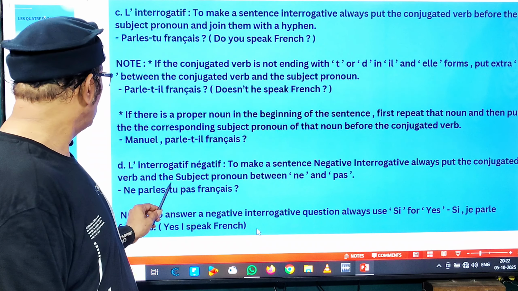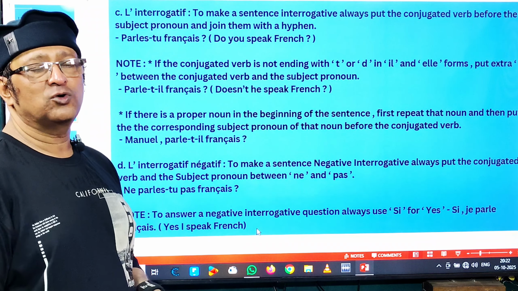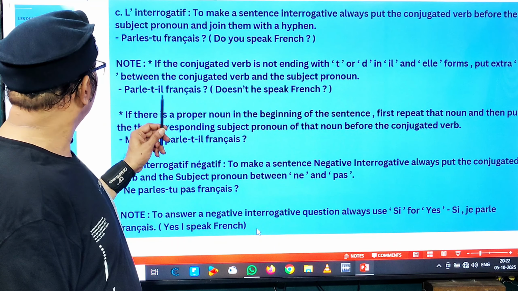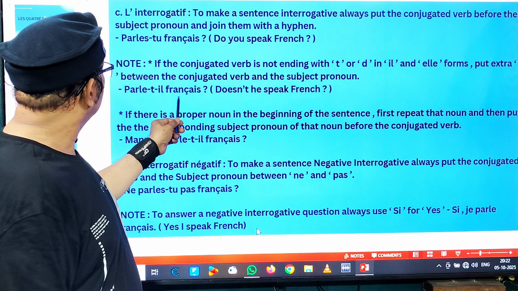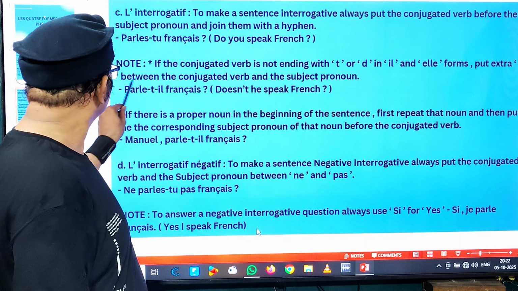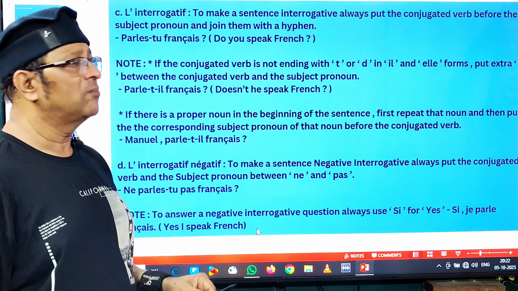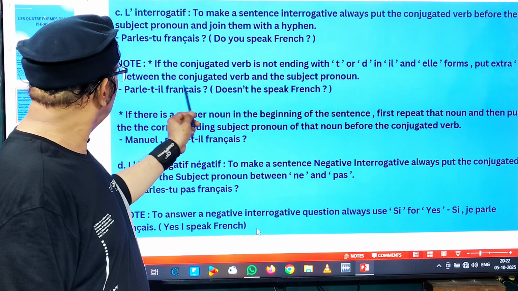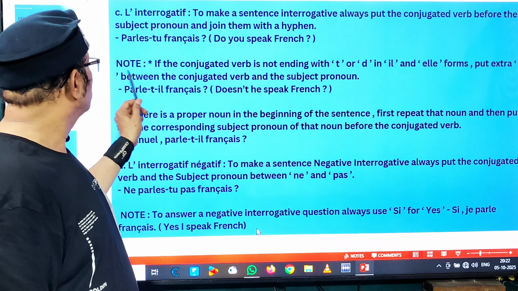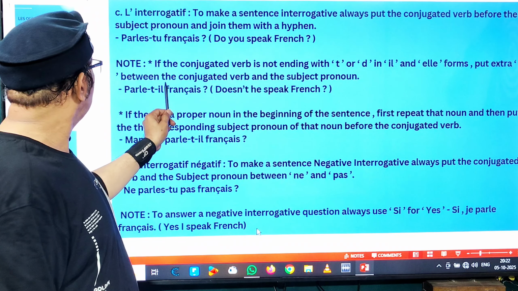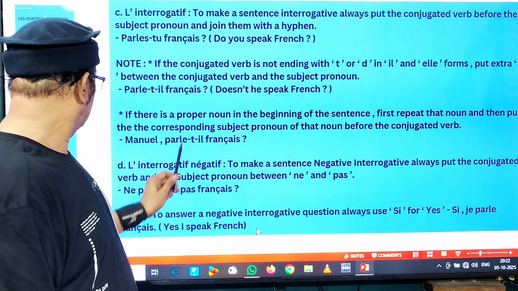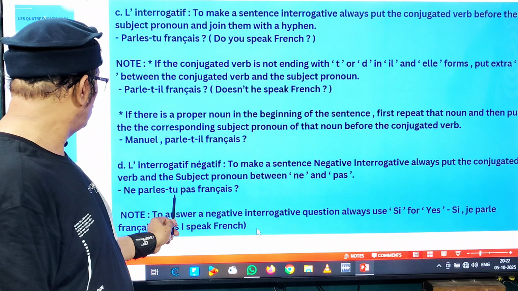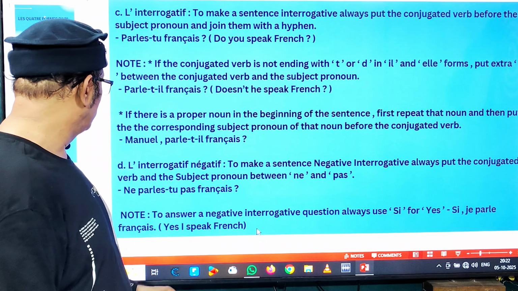If you are going to convert a sentence to interrogative form, simple, you have to write it like this: Parle-t-il français? If you want to convert this to negative interrogative form, you have to put parle-t-il between ne and pas. Ne parle-t-il pas français? Same like this, ne parles-tu pas français? This is negative interrogative form.